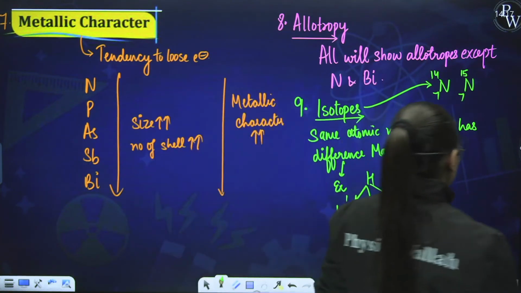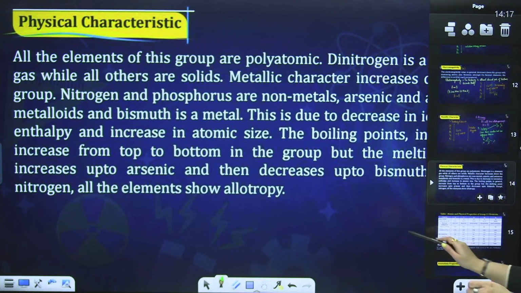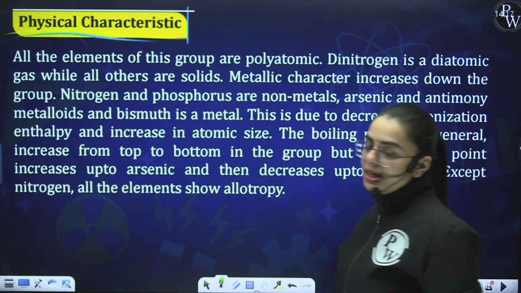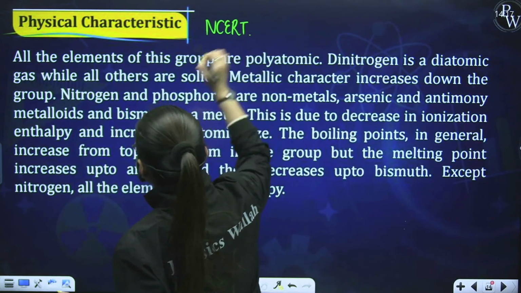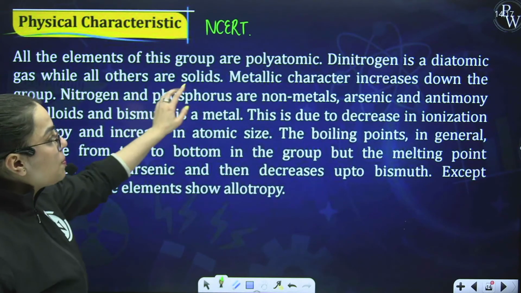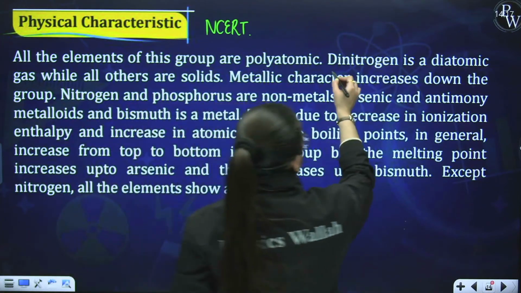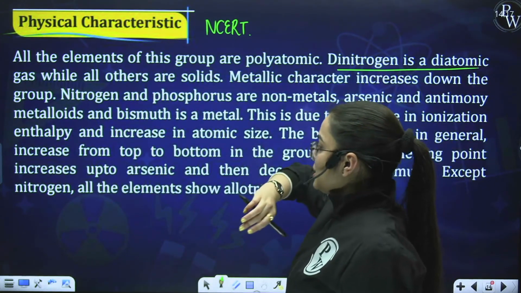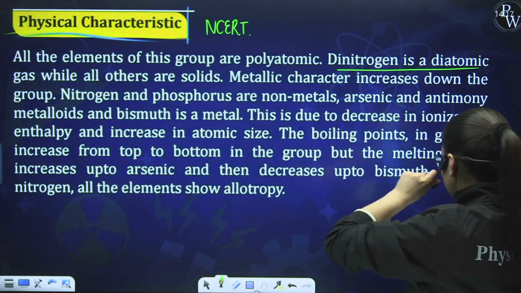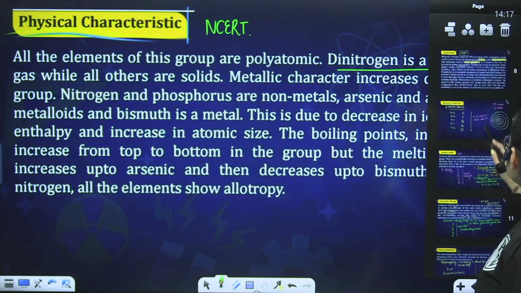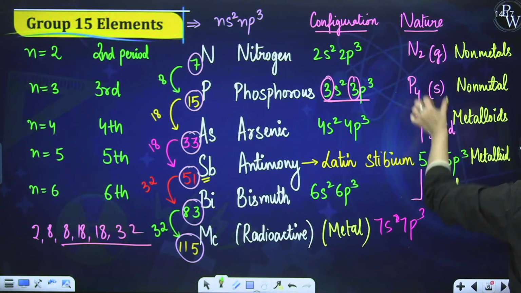Okay, now students, the things that we have just studied, we shall also read from NCERT. What does NCERT say? All the elements of this group are polyatomic except nitrogen. Nitrogen is diatomic in nature. Nitrogen is diatomic, the rest are polyatomic. While nitrogen is a gas, all others are solid. I have already told you this, right? When you read it from NCERT, it will be more clear to you. See, this is gaseous, the rest are solid.